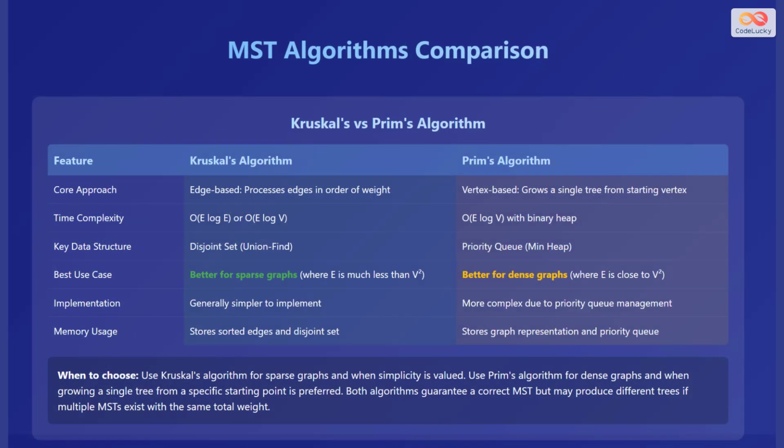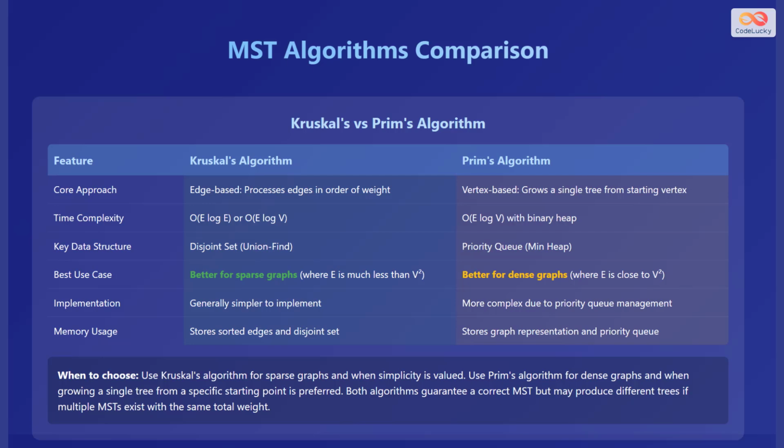Let's compare Kruskal's and Prim's algorithms for finding minimum spanning trees. Kruskal's algorithm is edge-based and processes edges in order of their weight. Prim's algorithm is vertex-based and grows a single tree from a starting vertex. The time complexity of Kruskal's algorithm is O of E log E or O of E log V. Prim's algorithm has a time complexity of O of E log V with a binary heap. The key data structure for Kruskal's is disjoint set, also known as union find. For Prim's algorithm, the key data structure is the priority queue, typically implemented as a min heap.